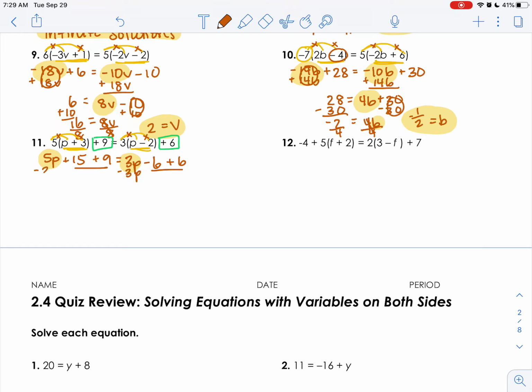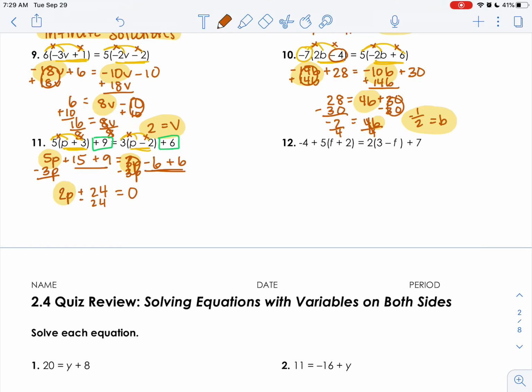To keep things positive, I'm going to move the 3p to the left. On the right, 3p minus 3p is 0. And what am I left with? Negative 6 plus 6 is actually 0. Now, that doesn't mean we're just done. It means I write 0. 0 equals, on this side, I have 5p minus 3p, which is 2p. And then 15 plus 9 is 24.